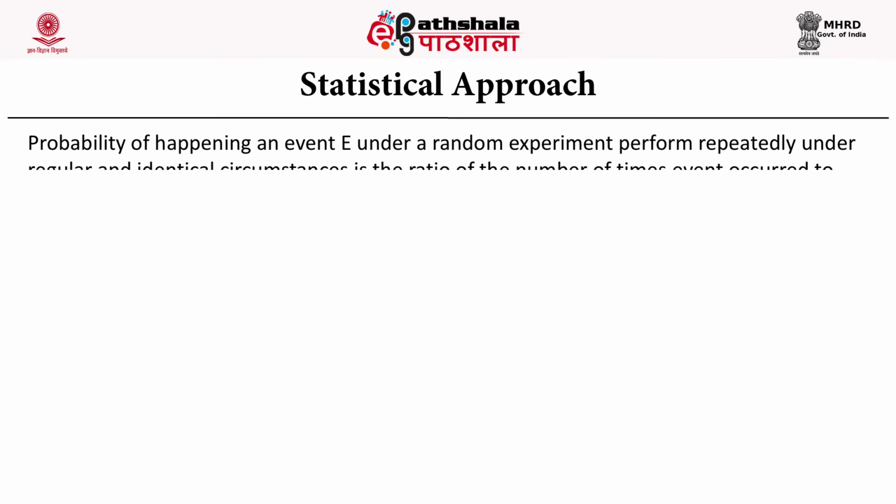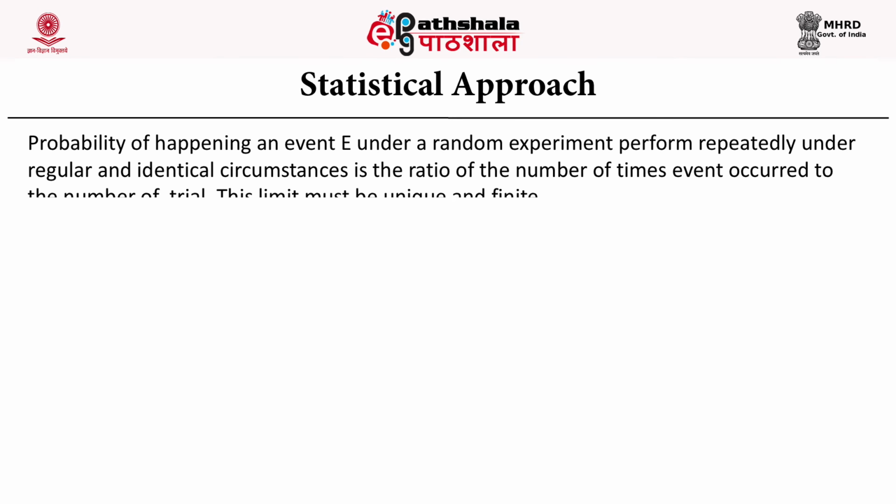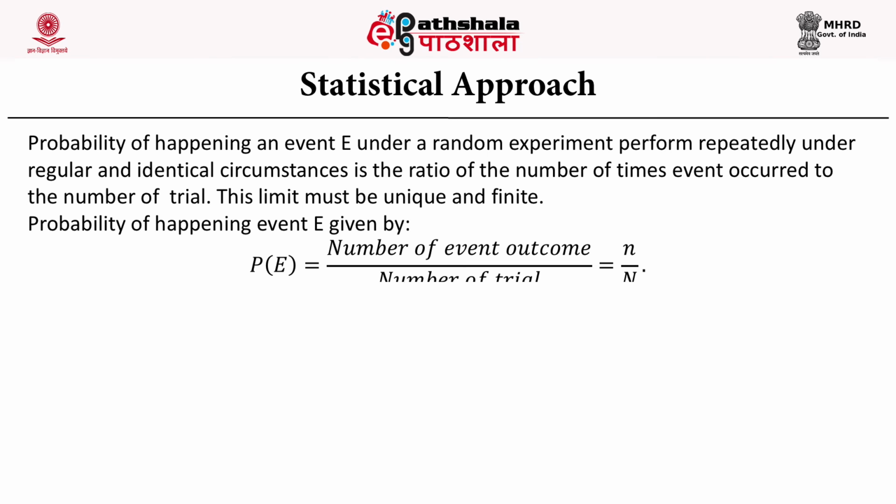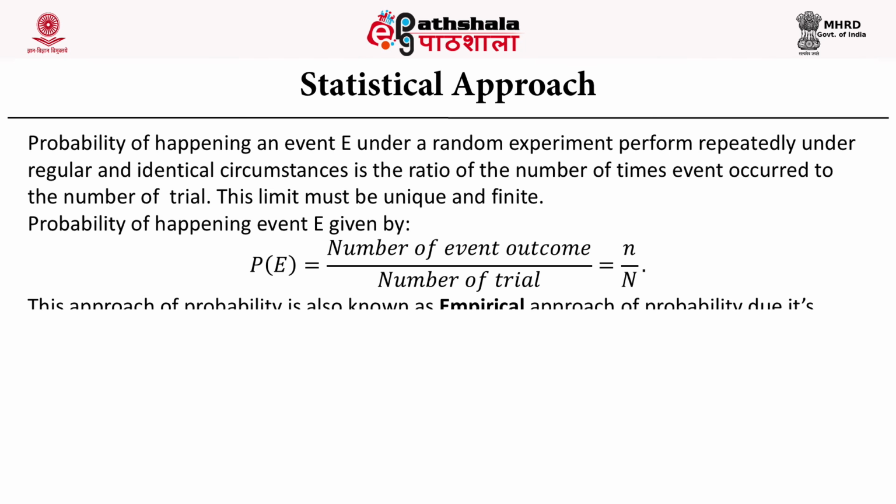Now, after understanding the concept of probability through the mathematical approach, we will discuss this concept through the statistical approach. The probability of happening of an event under a random experiment performed repeatedly under regular and identical circumstances is the ratio of the number of times the event occurs to the number of trials. This limit must be unique and finite. The probability of happening of event E is given by the formula: number of event outcomes divided by number of trials, which is equal to small n upon capital N. This approach to probability is also known as the empirical approach due to its repetitive behavior.